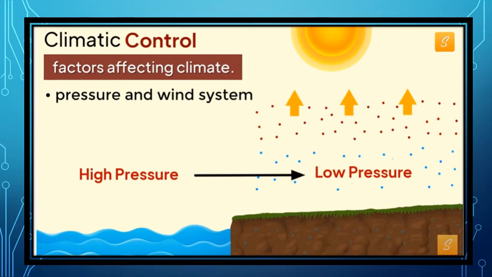Now children, you must remember, whenever there is a difference in pressure, wind starts to blow. The more the pressure difference, the more the winds. And wind always blows from high pressure to low pressure. So now tell me, from where will the winds blow? Obviously from high pressure towards low pressure. So the winds will blow from sea to land.